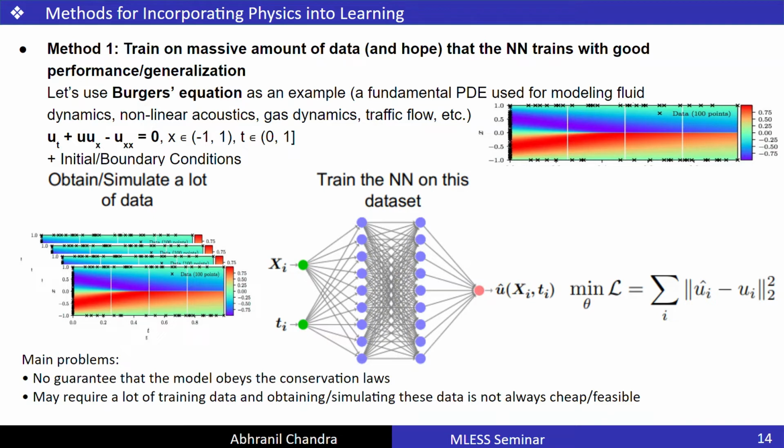Now we look into the methods for incorporating physics into learning. The first method, and probably the most obvious one, is to train on massive amounts of data and hope that the neural network trains with good performance or generalization.